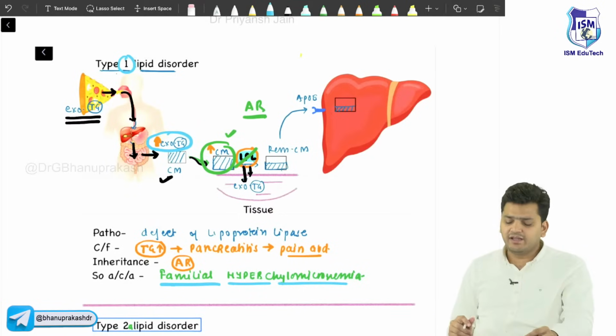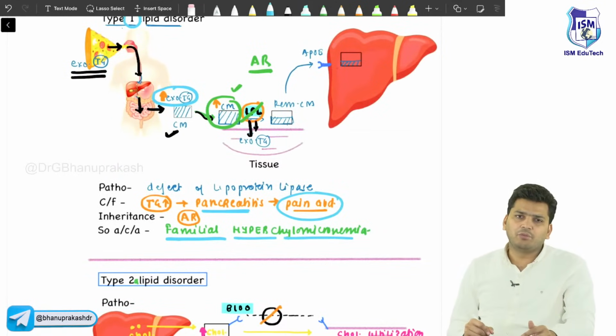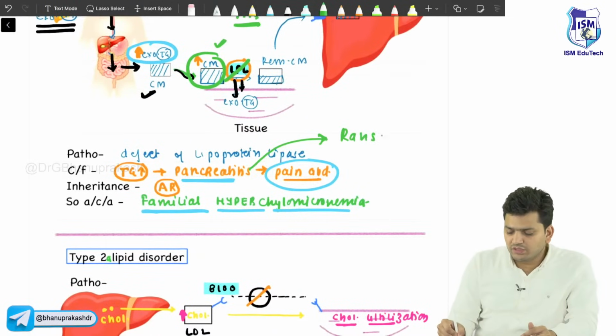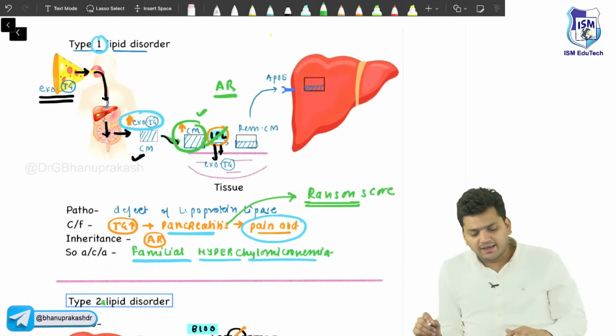And hypertriglyceridemia will lead to pancreatitis, and this patient will present with pain abdomen. Let's say at the surgery point here that in pancreatitis, which scoring system do we use? We use the Ranson scoring. We use a score, Ranson score, in pancreatitis. Right? This is the type 1 lipid disorder.